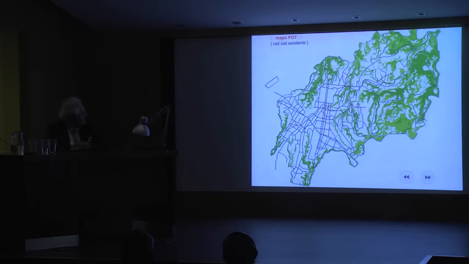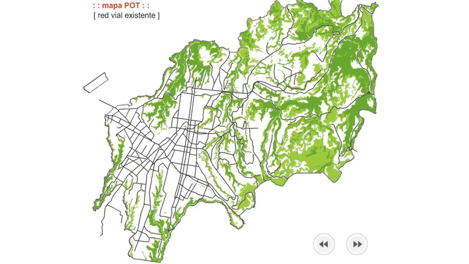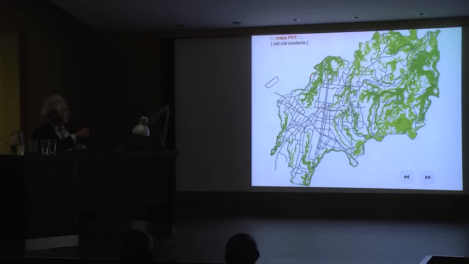So there is the existing network, very large-scale network. So you see, it's very large. This is the old city, the first foundation of Guatemala City, and then these suburbs which are built on these mesas, cut up by a great amount of canyons.